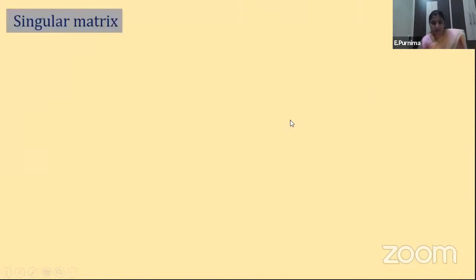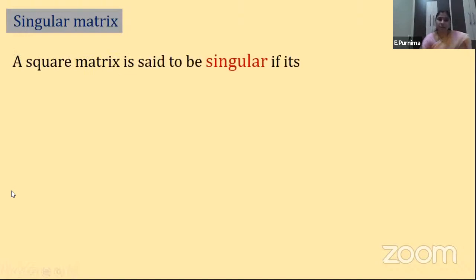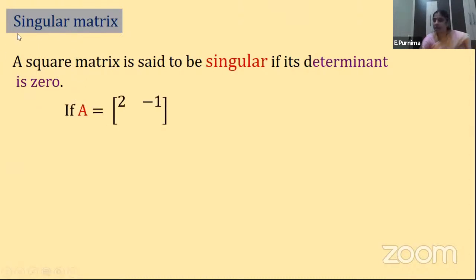Now here let us move on to our today's topic, children, which is singular matrix. So what is the meaning of singular matrix? What do you have for singular matrix? What is it? Let us see. A square matrix is said to be singular if its determinant is 0. So whatever the matrix it is, it should be a square matrix, children, whether it is a 2 by 2 matrix or 3 by 3 matrix. So if its determinant is 0, then we say that matrix is a singular matrix. Is it clear?